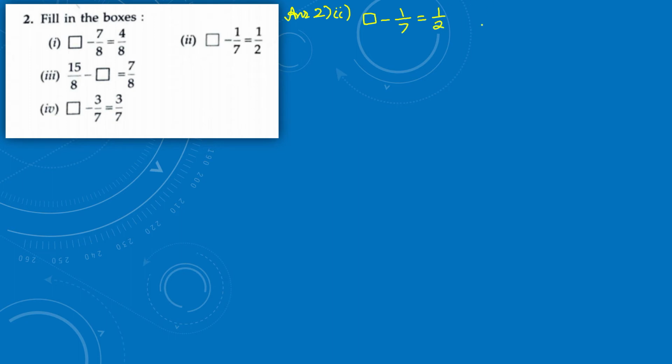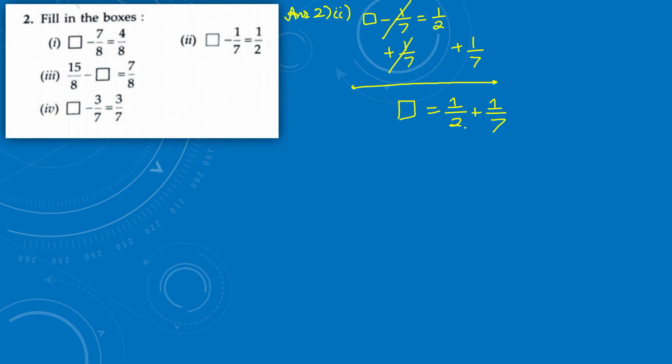It is a kind of algebra. So in this case, first of all, we are going to add 1 upon 7 on both sides. Like this, we can cancel 1 upon 7 here. I get box equals 1 upon 2 plus 1 upon 7.